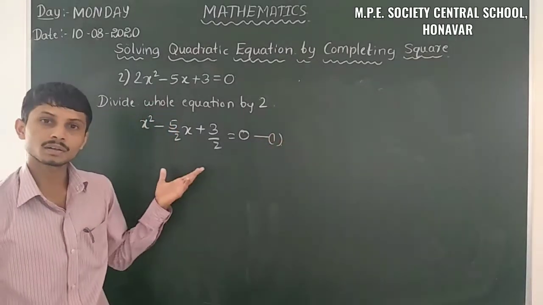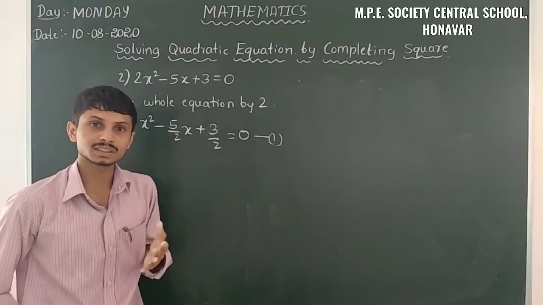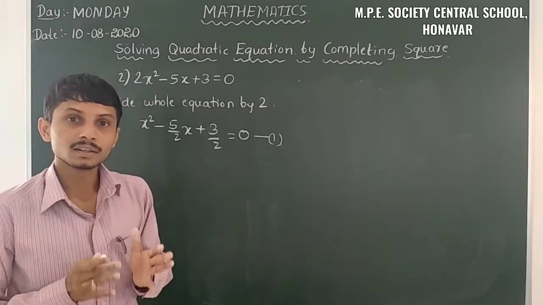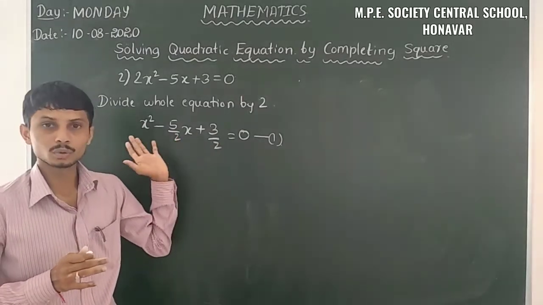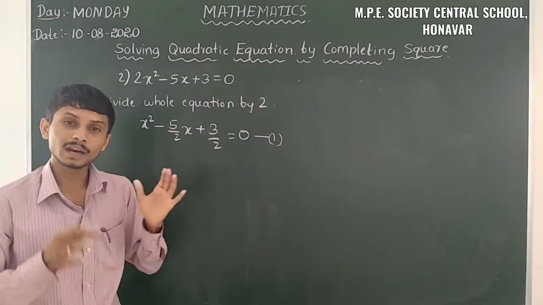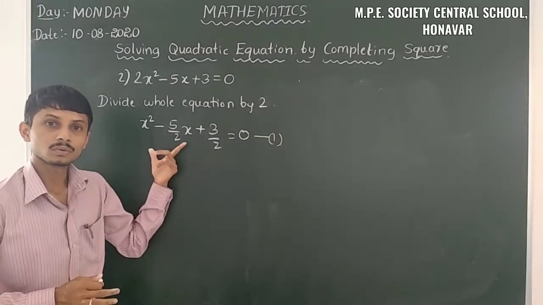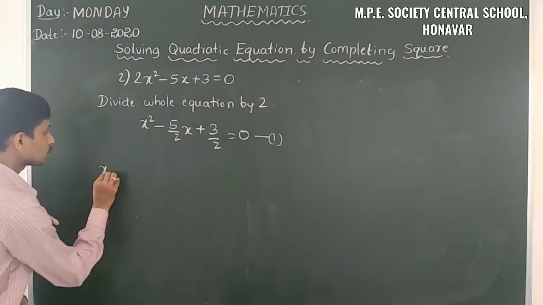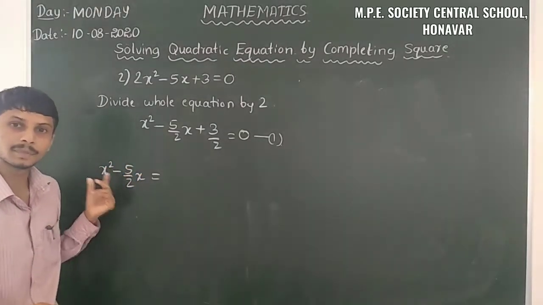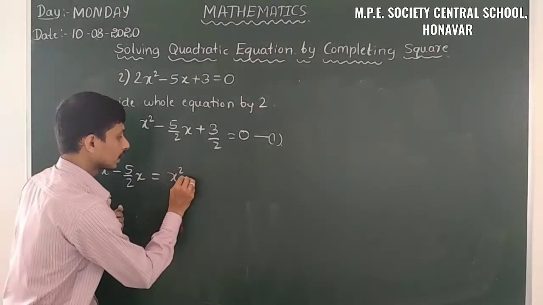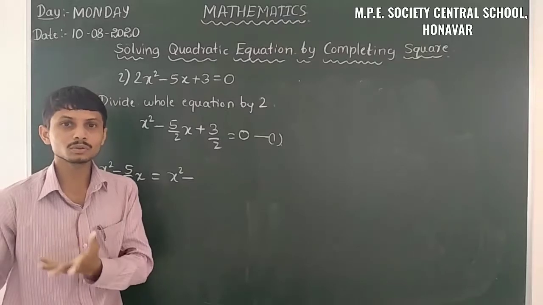It's in the form of ax square plus bx plus c is equal to 0, and also x square plus bx plus c. So both are quadratic equations, but for our convenience we are converting the equation by dividing by 2 here. After that we have to follow the same procedure. Firstly we have to take 2 terms here, that is x square minus 5 by 2 x. So x square remains as it is, then minus. We can take minus here, no problem, because a square minus 2ab plus b square is equal to a minus b whole square.